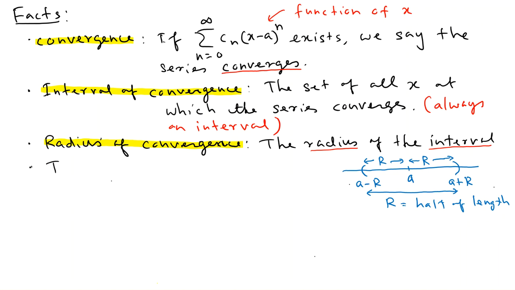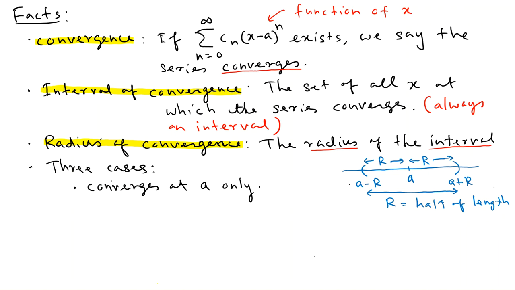There are only three cases. That's also very interesting. So what are the three cases? The first one is convergence at A only. That's the first case. It converges at A only, because it always converges at A.